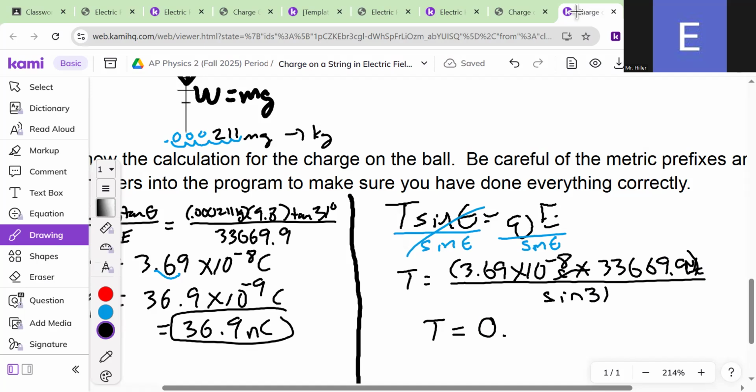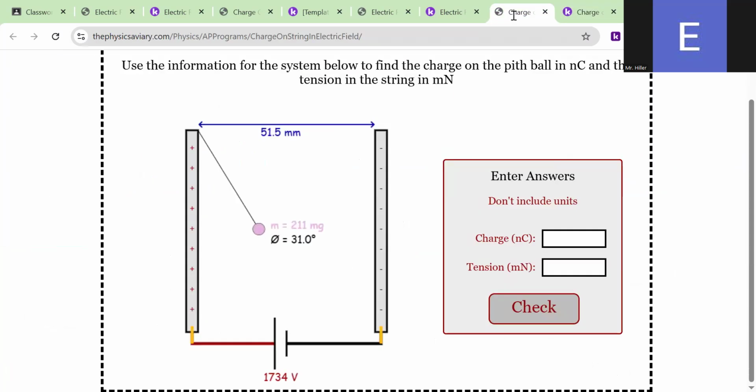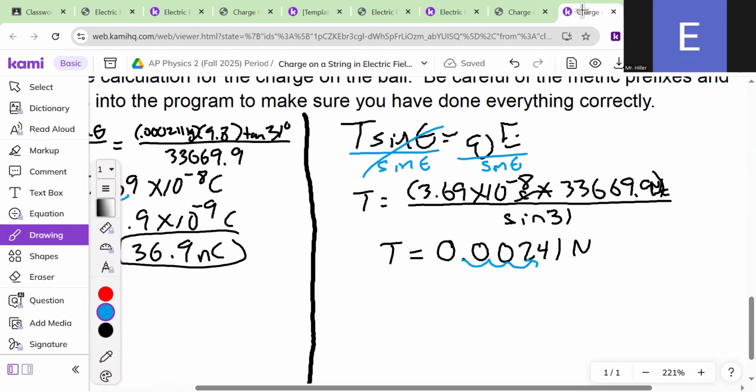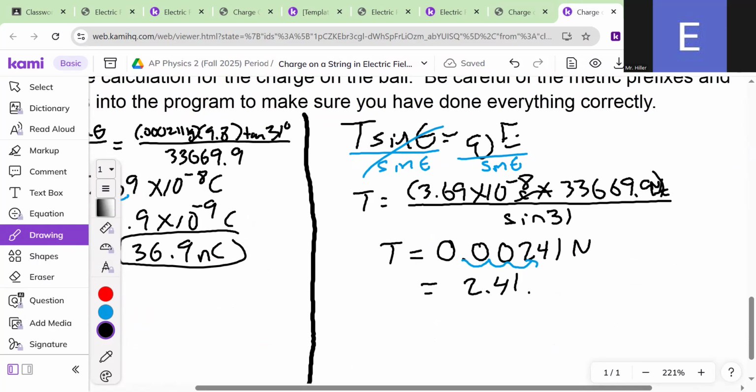And I'm getting a pretty small tension of about 0.00241. Okay, now it wants me to enter my answer in millinewtons and nanocoulombs. So this is in newtons. To get millinewtons, I would have to move it 3 spaces to the right because newtons is a base unit. So that would be 2.41 millinewtons.